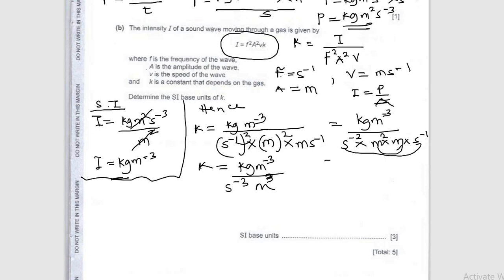Intensity to be kilogram. Our intensity is kilogram. Oh, my mistake. Our intensity is kilogram per second cube. That's intensity, kilogram s minus 3. So let me clean this. Intensity is s minus 3. So s minus 3 here cancels s minus 3 here.